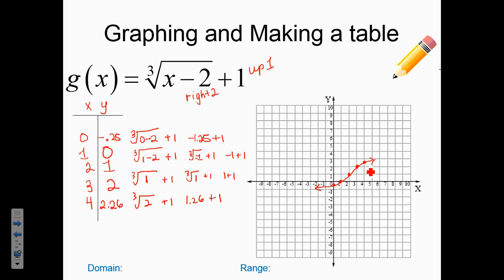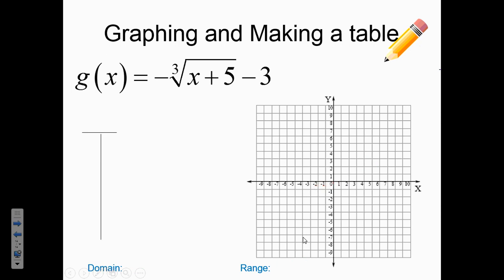Remember, all functions have a certain shape, and we want to continue that shape. And the domain and range, once I have that S shape, is all reals. X such that x equals all reals, y such that y equals all reals. Okay, let's try it one more time.